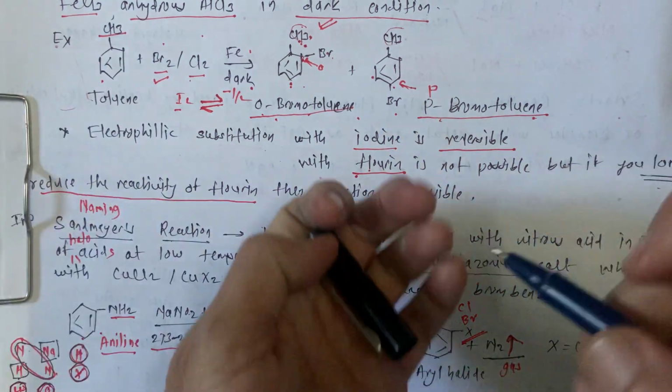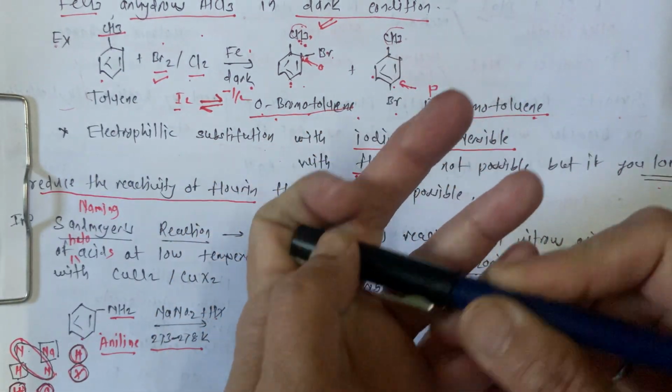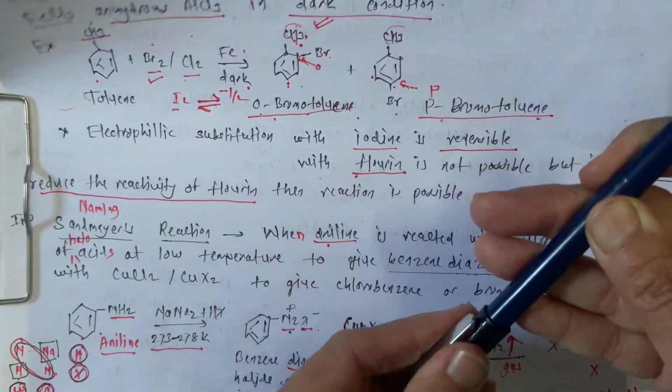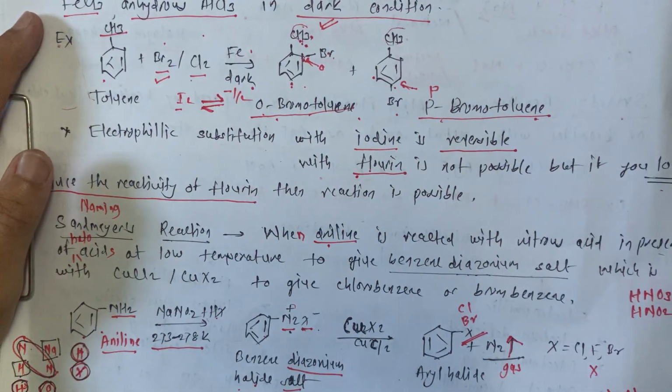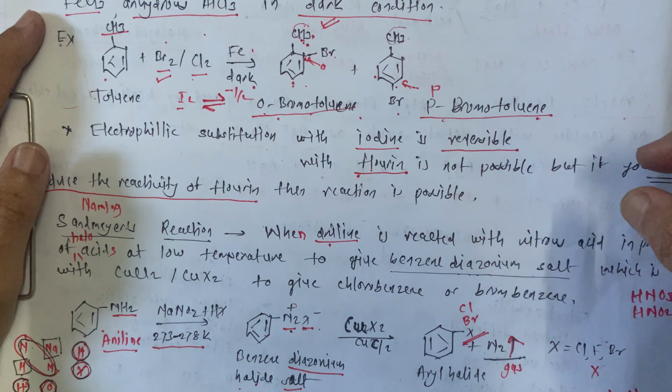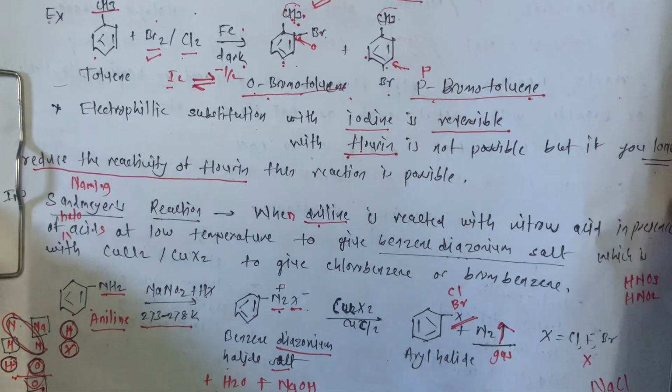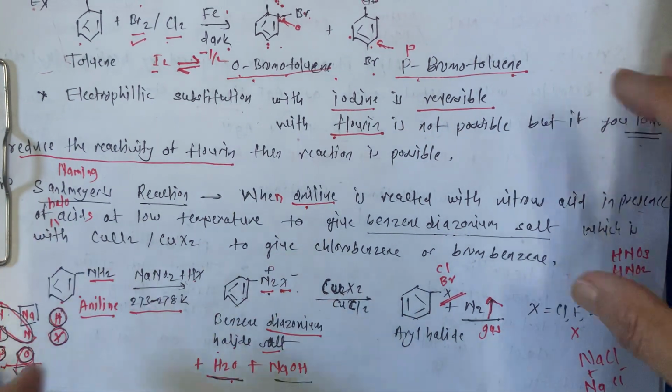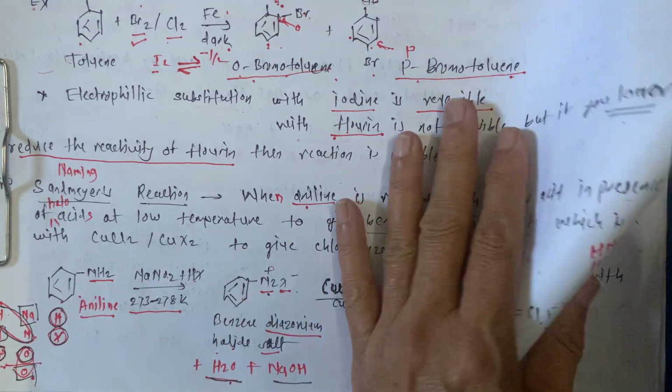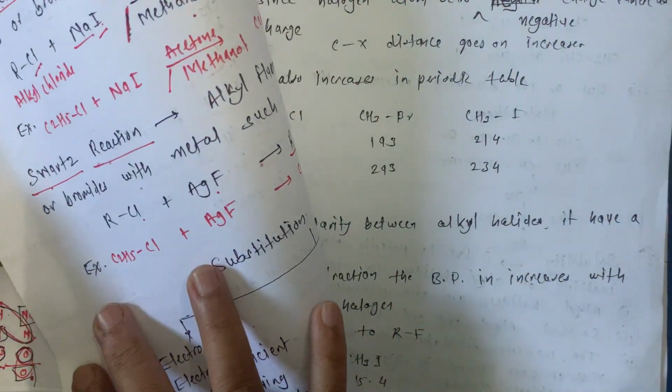Make one separate notebook, and whatever we are going to study, all the naming reactions, write them down over there. So for quick revision, you will have another set of notes. Okay, this is the Sandmeyer's reaction.